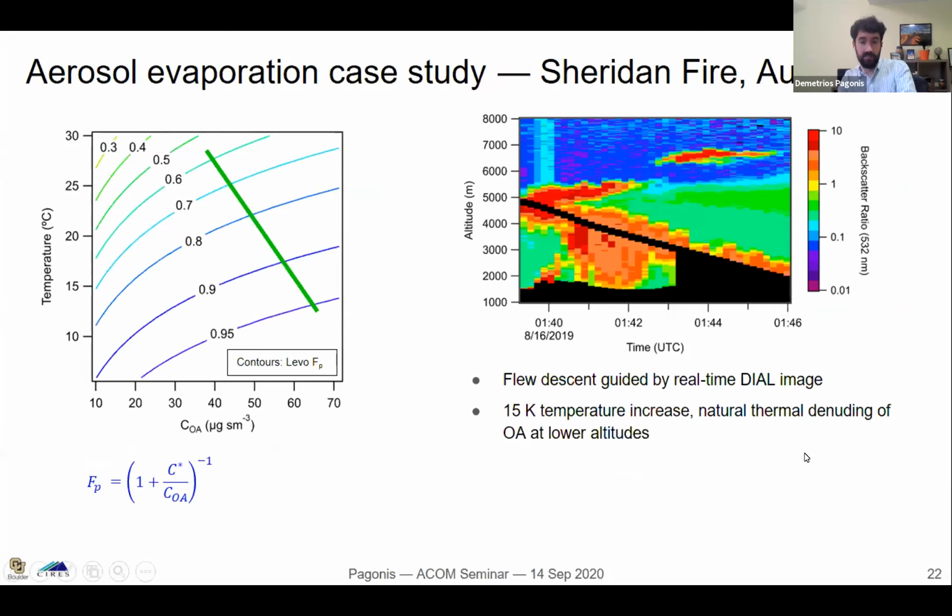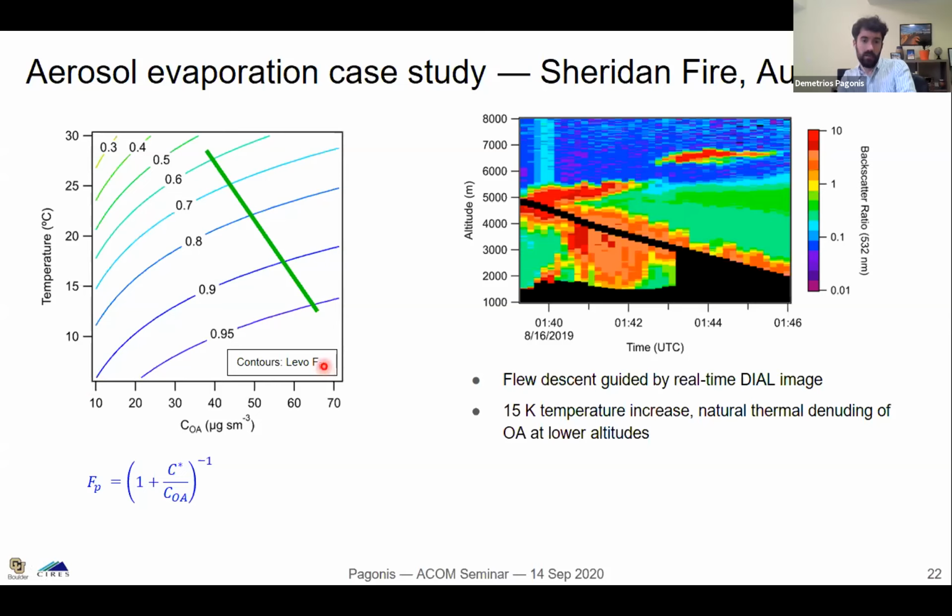And the value in this is that as we descend here a couple kilometers, we get about a 15 K increase in temperature. And so this is a chance to just do a really nice natural experiment on thermal denuding of OA at different altitudes. And so what I have plotted here is we have the ambient air temperature on the y-axis, OA concentration on the x.